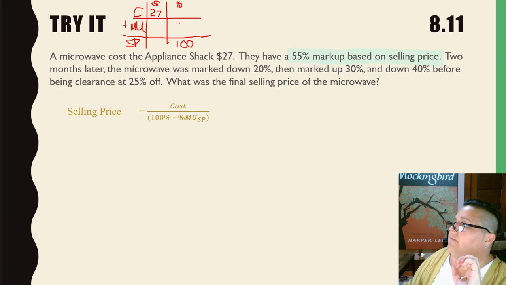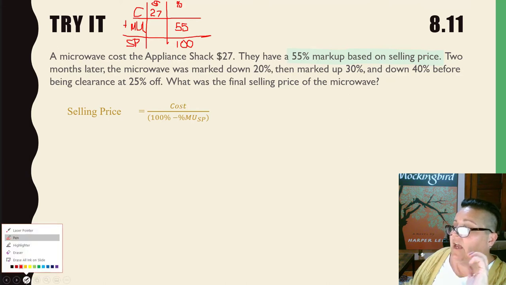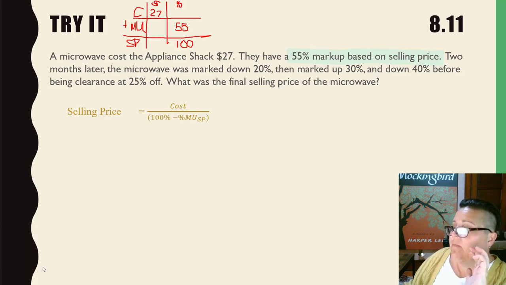55% markup base, so this is 55. So that's the information I've gotten from the problem. I know that because this is a markup, the cost plus the markup is the selling price. So 100 minus the 55 is 45. And I'm trying to find the selling price.